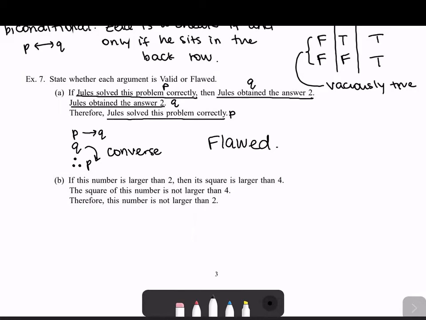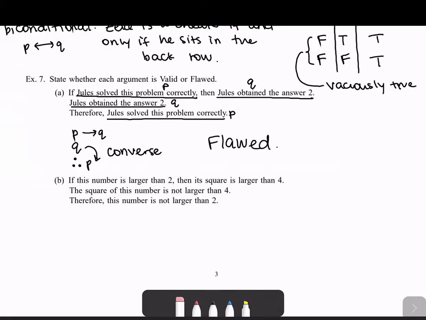Okay, let's go to the next one. So again, we start out with an if-then statement. So again, we can identify a P and a Q. So this number being larger than 2 is P. Well, actually, sorry, before we go on to this one, I just want to point out why we know the converse isn't the same.